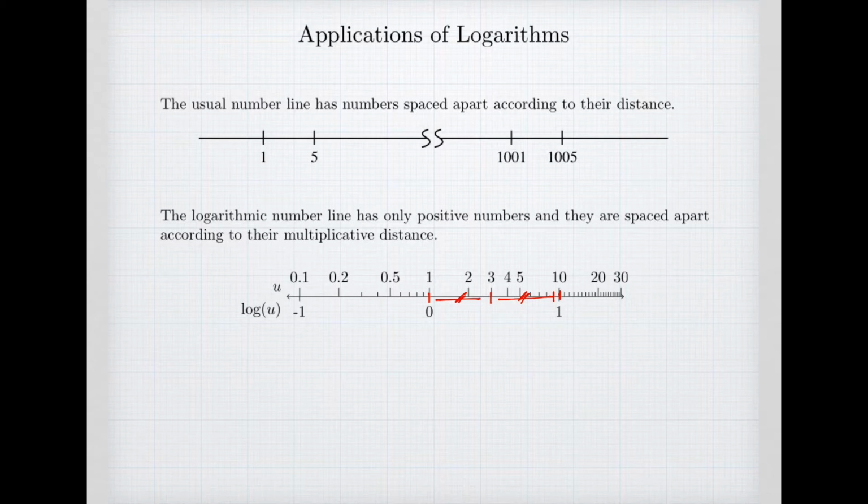So this distance is identical. Similarly, if I go from 10 to 30, that's a multiplicative scale of 3 as well, and so this is also that exact same distance. So a logarithmic number line allows us to think about how far different numbers are apart in a multiplicative sense. So that's the idea of the logarithmic scale.